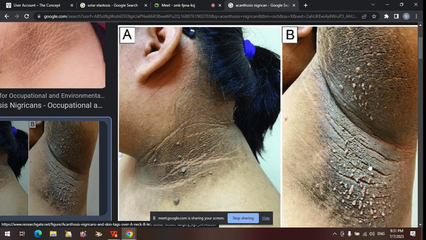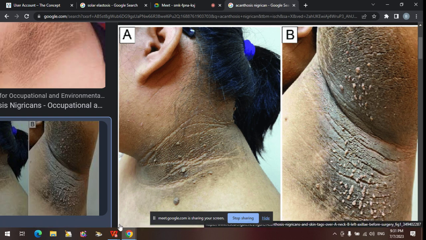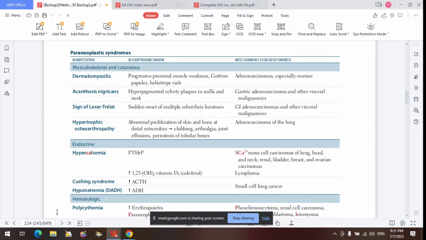There are so many other conditions that can cause this, but if it's occurring with a cancer, that's a paraneoplastic manifestation. It's believed to be a result of the cancer elaborating some growth factors. Those epidermal growth factors elaborated by the GI cancers go to those areas and cause hyperproliferation of the epithelial cells there, which brings about those hyperpigmented plaques.